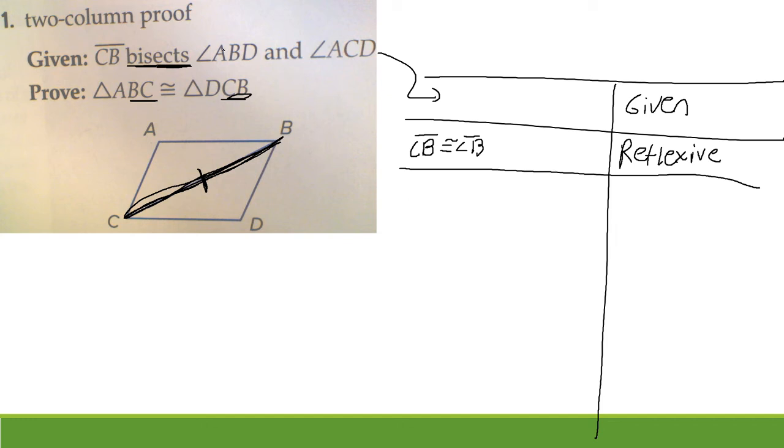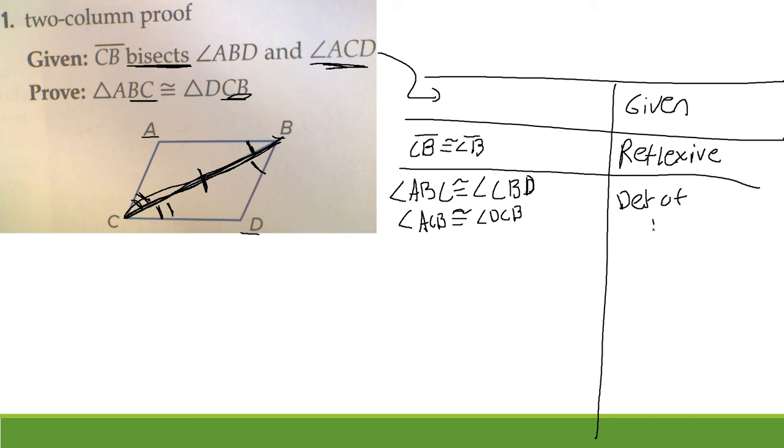So CB bisects ABD. So here's ABD, that top right corner there, which means that the top part of that corner and the bottom part of that corner have to be equal. So that'd be angle, the top part would be ABC, congruent to angle CBD. Now it also says that it bisects the bottom left corner as well, ACD. So that means the top of this angle, ACB, and the bottom of that angle, DCB, would also be congruent. So ACB is congruent to DCB. And this is by definition of bisector.